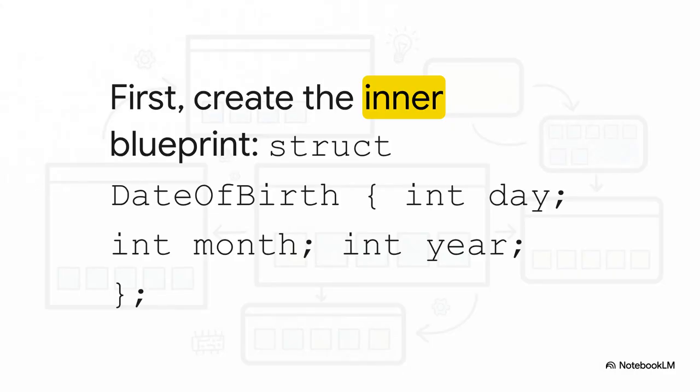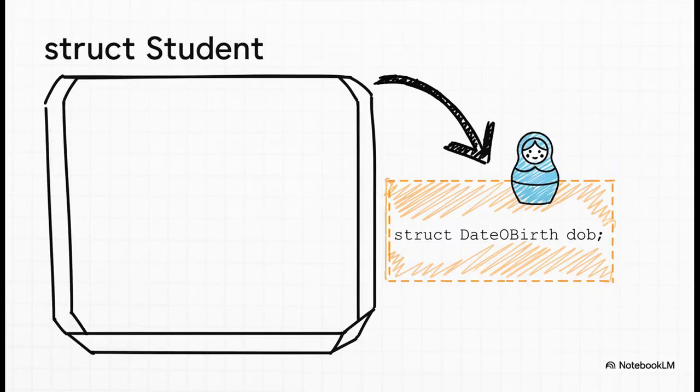So how do you build this? Well, it's pretty logical. You start from the inside out. First, you define that inner doll. In this case, we create a simple date of birth struct that just holds an integer for the day, the month, and the year. Okay, once you have that, you just pop it right inside your main student structure. Take a look. We've declared a member called DOB, and its type is struct date of birth. It's treated just like any other piece of the student struct, right alongside the ID and the name.